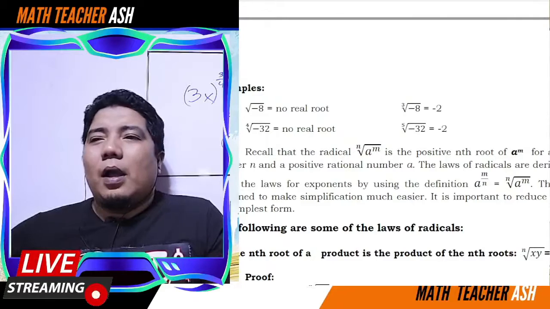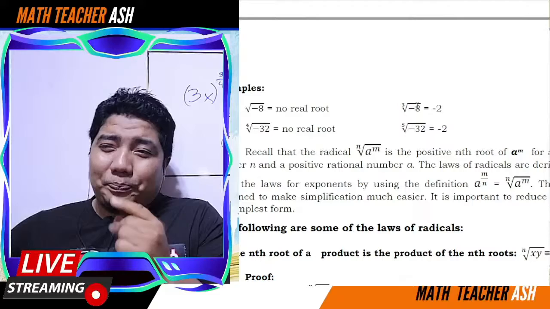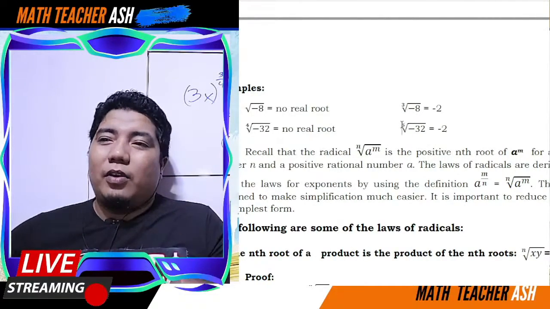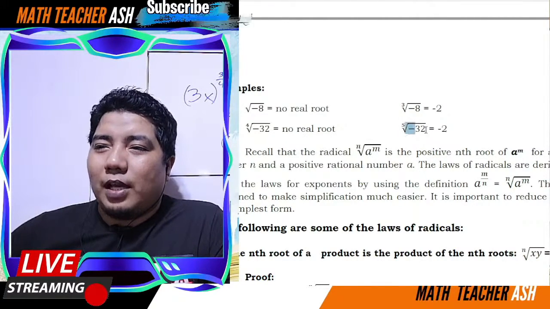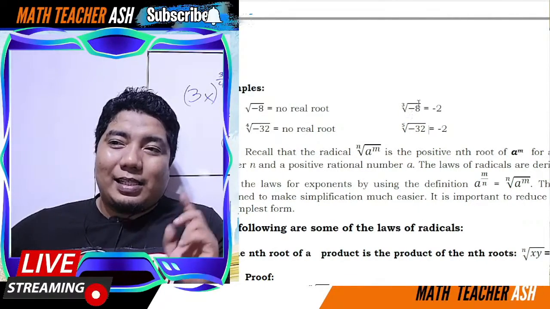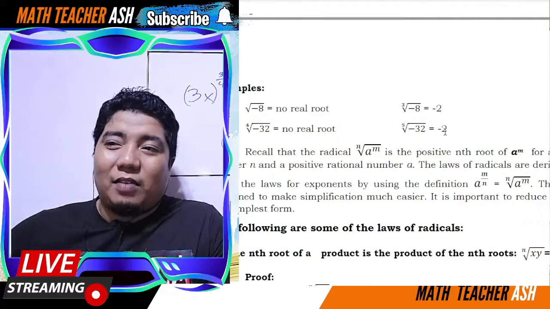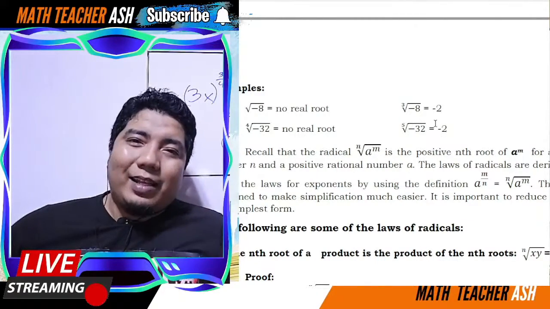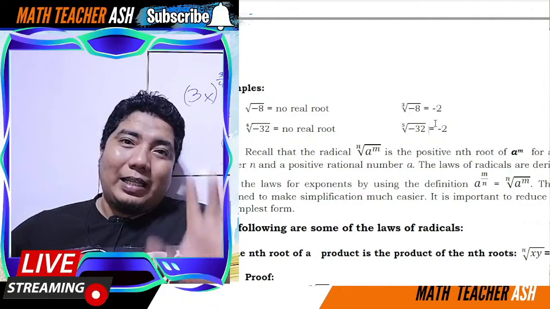Now, however, kapag ang index mo naman ay odd number, example, 3, 5, 7, 9, and negative ang nasa loob ng iyong radicand, then the answer for that is the same sign. Kung negative dito, negative din ang sagot. That is if and only if your index is an odd positive number. Meaning, positive number na hindi divisible by 2.